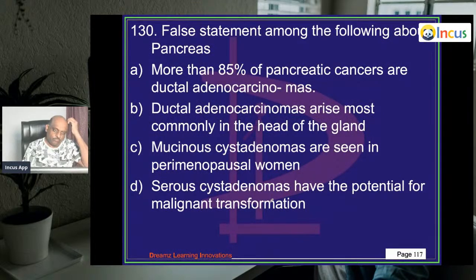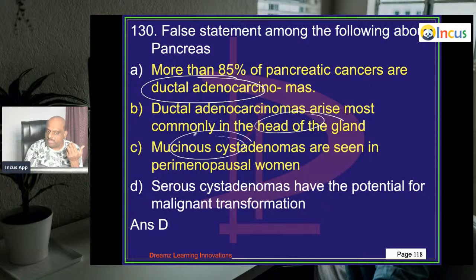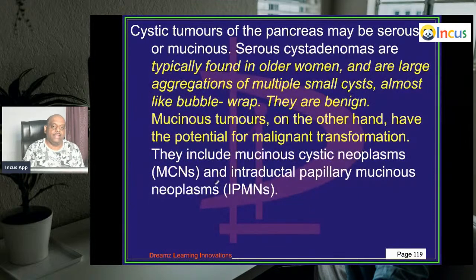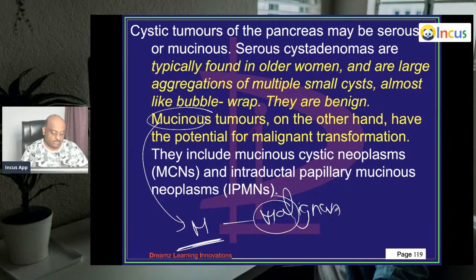Now, with regard to the pancreas, 85% of pancreatic cancers are ductal adenocarcinomas. Commonly, they arise in the head of the pancreas. Serous cystadenomas are often seen in perimenopausal women, and they are benign. Whereas mucinous cystadenomas, M for M, can undergo malignant transformation, is what you have to fundamentally remember.